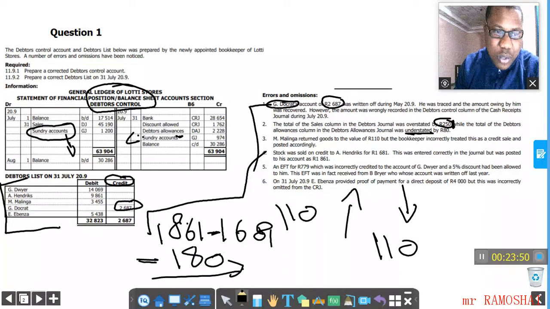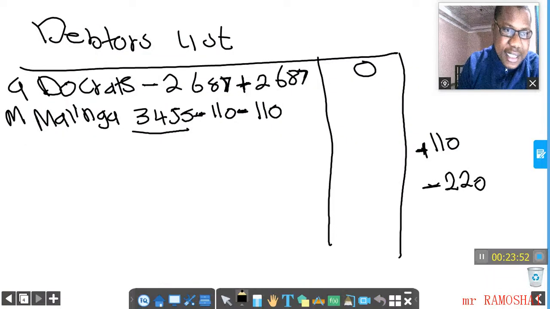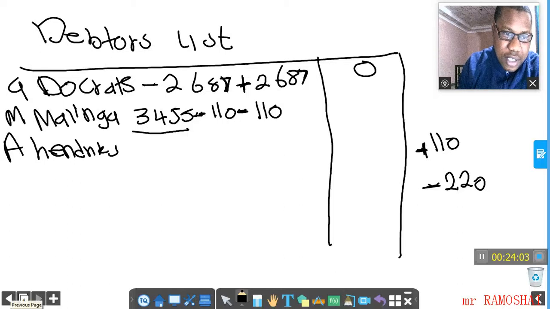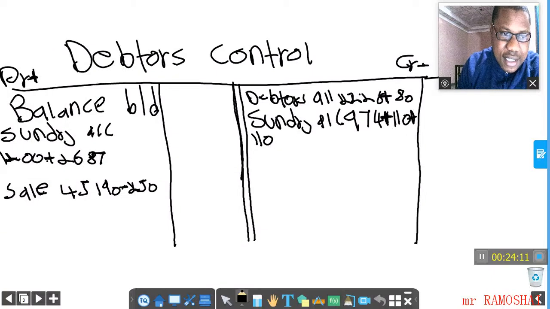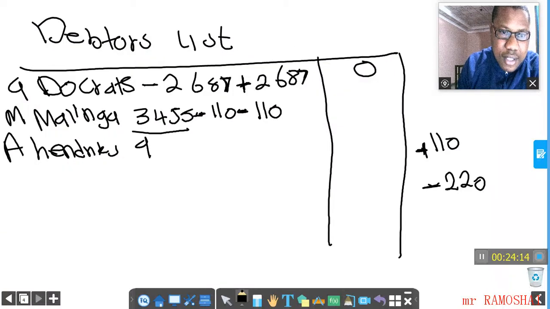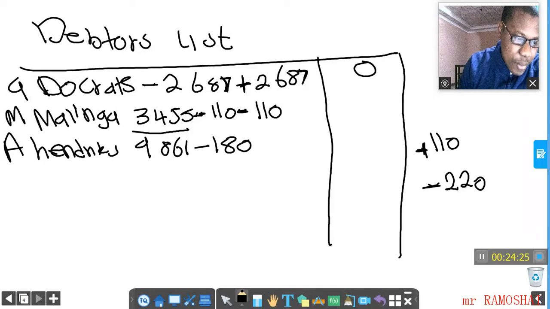So where do we go? We go to the debtors list. We're talking about A. Hendricks, right? Yeah, A. Hendricks. So A. Hendricks was owing us how much? We go to the debtors list. He was owing us 9,861. 9,861. So what do we do with this account? We simply subtract 108 and we are done, right? Then let's move to the next one.